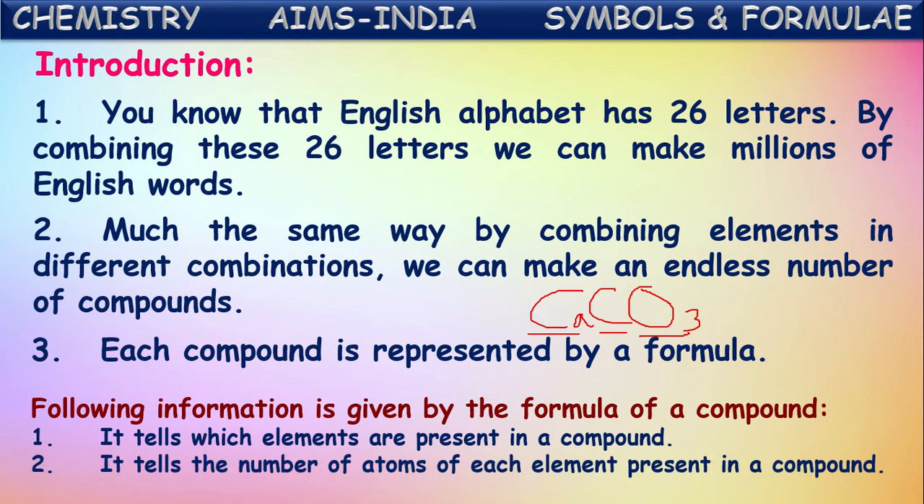Not only that, it also tells us the number of atoms of each element present in a molecule of the compound. Not only what kinds of elements are present, but how many atoms of each element are combined is also represented here. In calcium carbonate itself, one atom of calcium, one atom of carbon and three atoms of oxygen are combined together to form one molecule of calcium carbonate. So this is the information given by the formula of a compound. Okay.